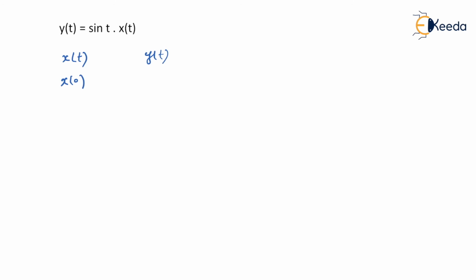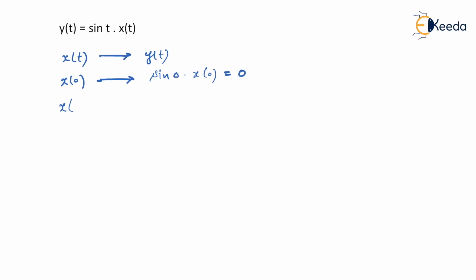So now we have this relation, that is y of t is equal to sine t times x of t. So wherever there is t, just substitute equal to 0. Then it becomes sine 0 times x of 0. You know that sine 0 is always 0. So what is y of t? y of t equal to 0. So for x of 0, you got output 0.